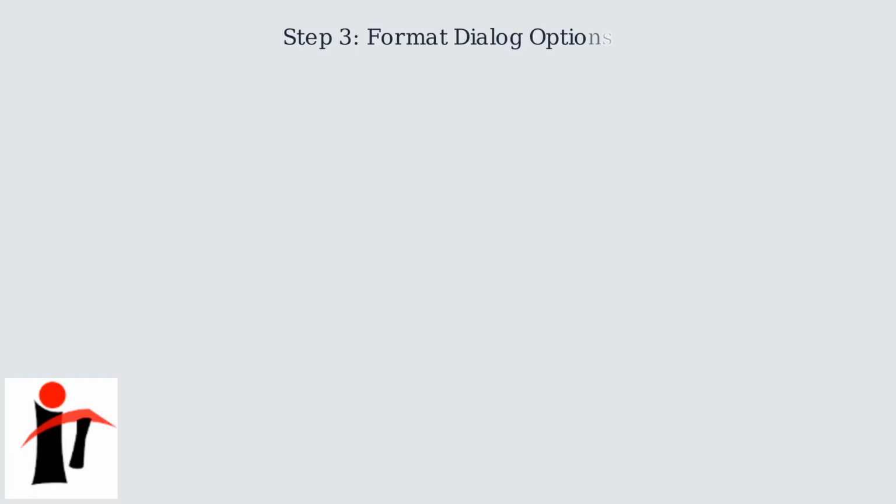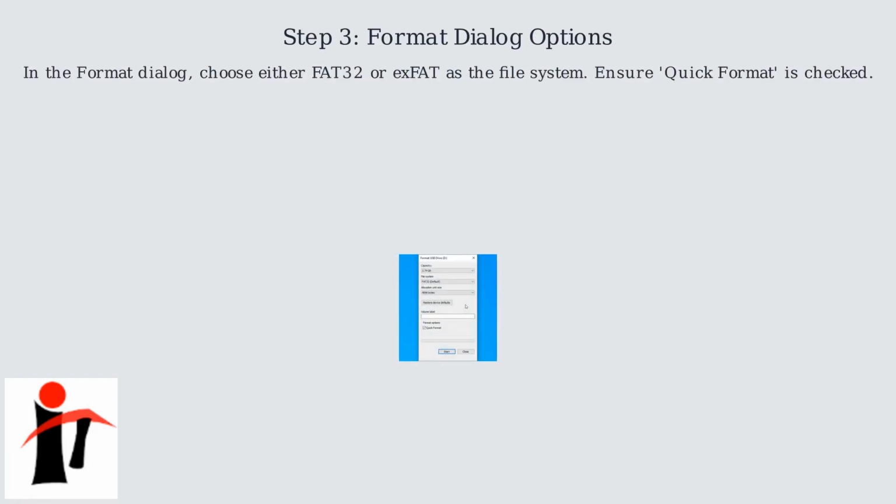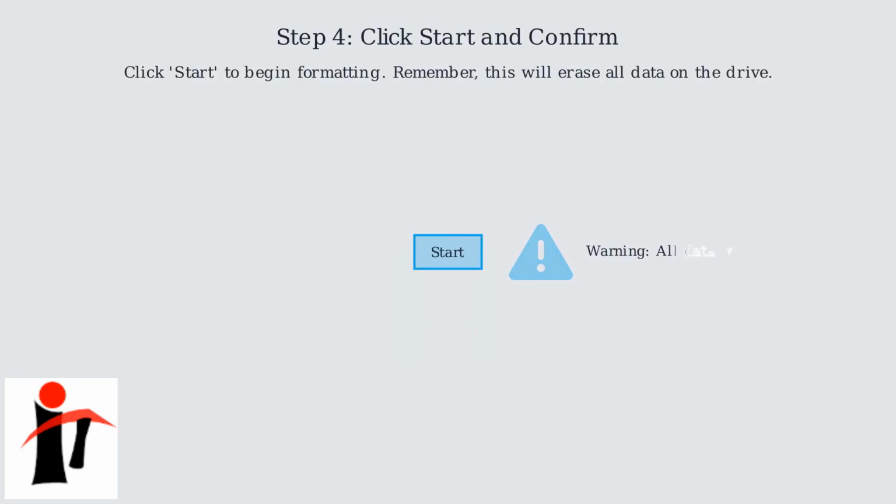The Format dialog will appear. For the file system, choose FAT32 for maximum compatibility or exFAT for larger files. Make sure the Quick Format option is checked to speed up the process. Finally, click the Start button to begin the formatting process. Be aware that formatting will permanently erase all data on the USB drive, so make sure to back up important files first.